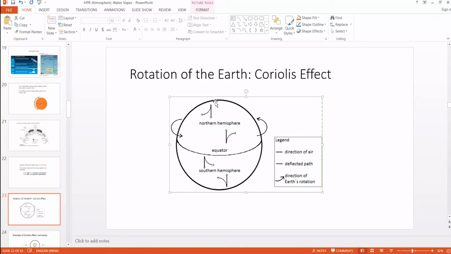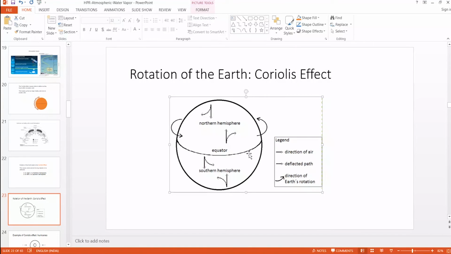Similarly, suppose the wind is blowing in the northern hemisphere from north to south. Then it curves to its right side. But in the southern hemisphere, the wind curves to the left side. In the southern hemisphere, wind blowing from south to north, due to this linear velocity change, curves to the left side. Similarly, the wind blowing from the equator towards the poles in the southern hemisphere goes to the left side.